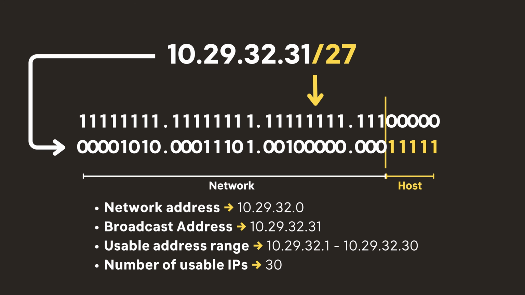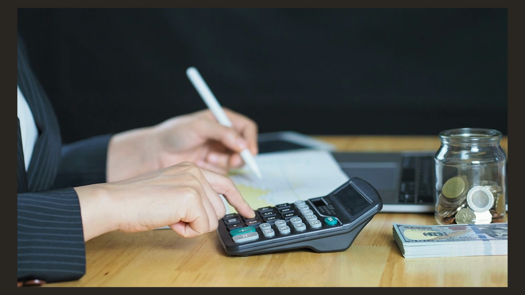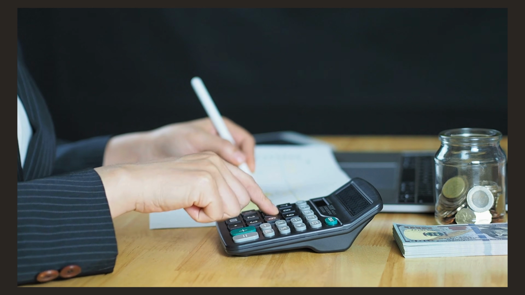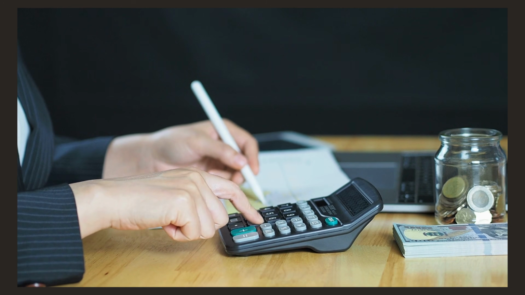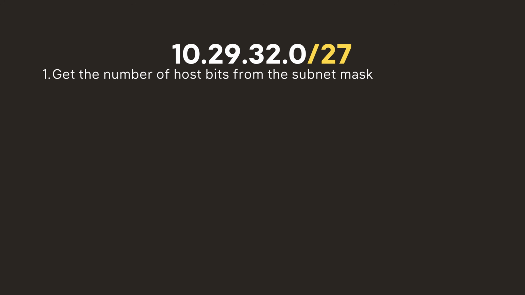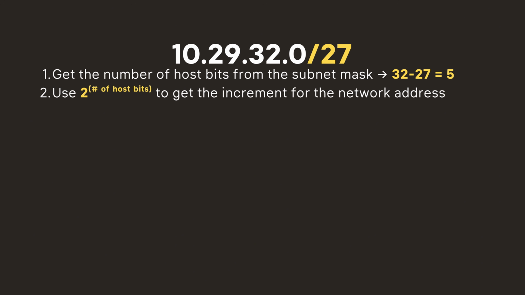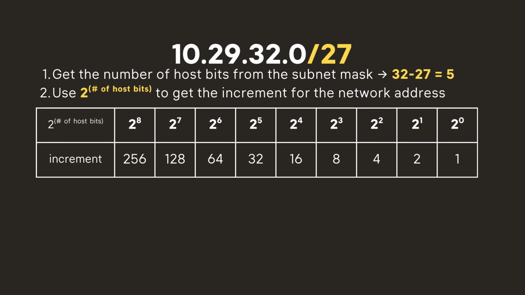Now you know the concept from the long method. And here is the faster way without translating to binary by using the subnet mask. The first step is to get the number of host bits from the subnet mask by subtracting it from 32. 32 minus 27 is equal to 5. Next is to use 2 raised to the number of host bits from the subnet mask. If you don't have a calculator, you can use this table. This will be your increment for the network address. 2 raised to 5 is equal to 32.